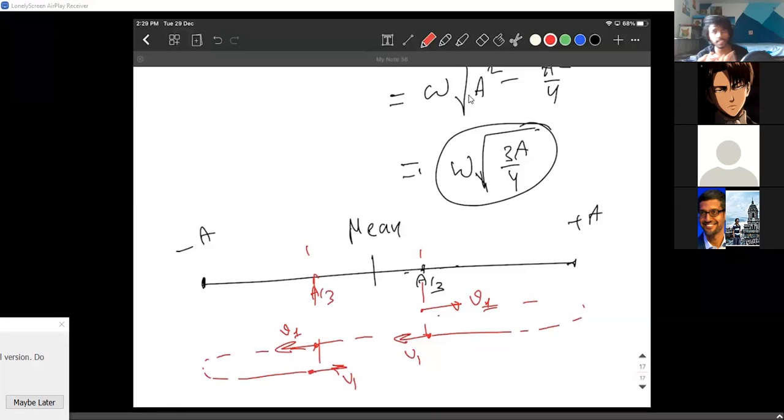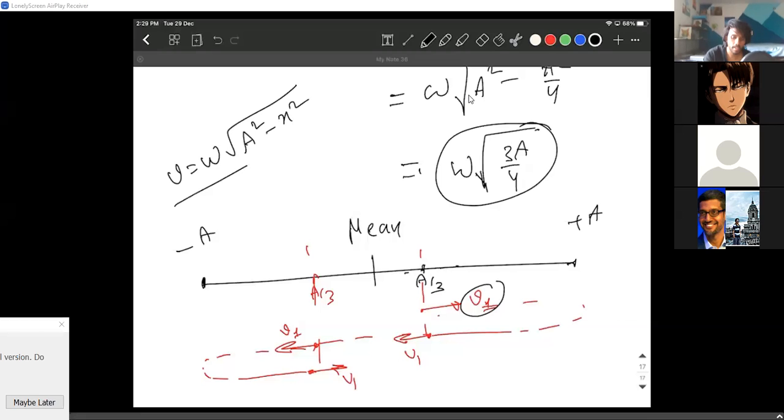Yes, the directions could be different depending on the time, whether it is going away or coming back. The timings could be different. But at a specific point, yes, the distances are equal. So that is why, to find the speed at any point, you have this equation: v equals omega into root over a square minus x square. That is why this thing is so important.